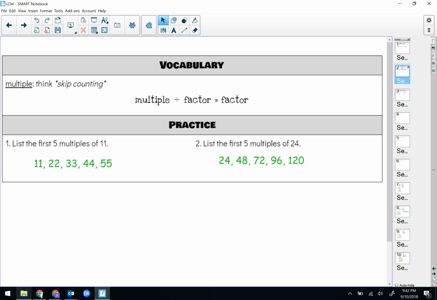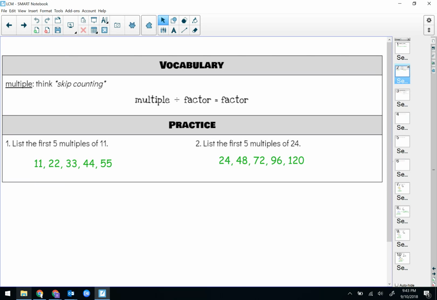So let's talk about real quick what a multiple is. I put in the definition to think skip counting. So we know multiples, you just maybe don't remember that that's what we call them. You've been counting by twos your whole life, 2, 4, 6, 8, 10. Those are multiples. 3, 6, 9, 12, 15. Those are multiples of 3. So when you think of multiples, think many because it never ends. We could count by twos for the rest of our lives if we wanted to.